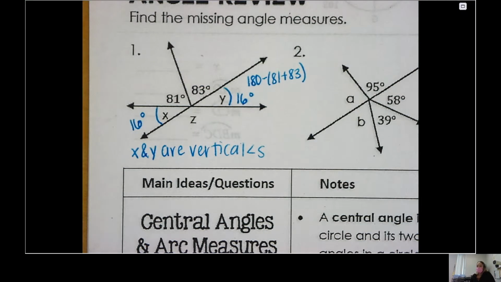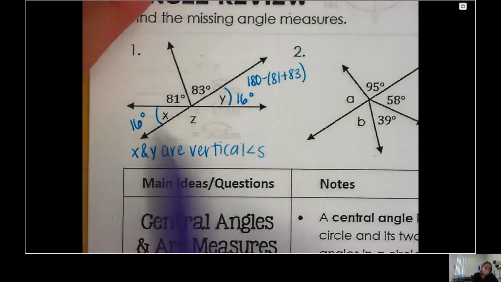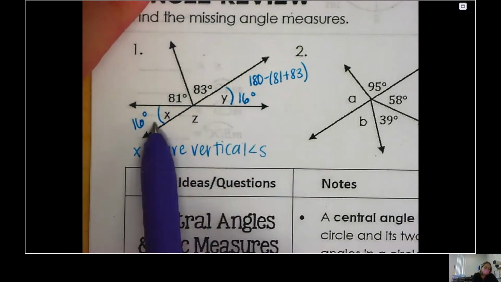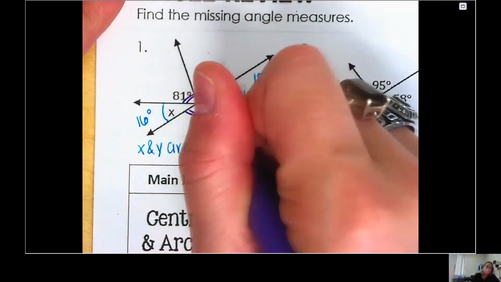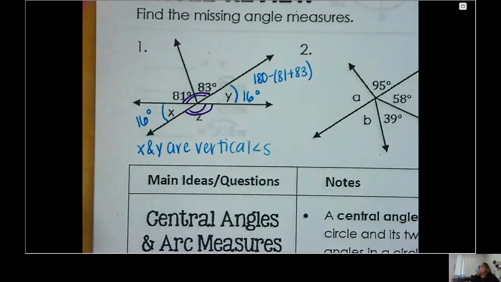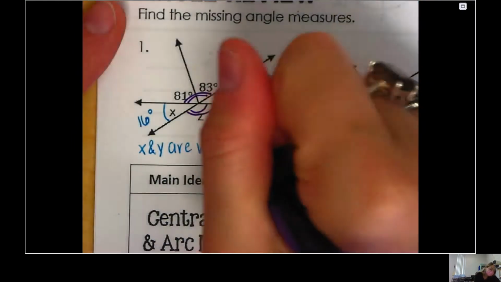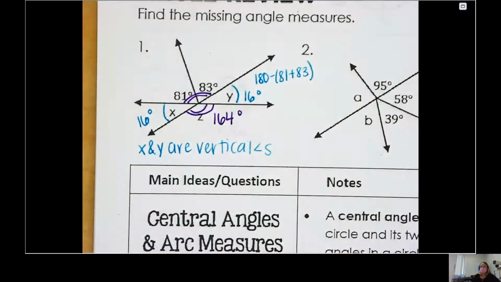The only other one that I have to figure out is angle Z. What is angle Z? How'd you get 164? Exactly. There's a couple different ways you can go about it. This is a straight line again, so you can do 180 minus 16, or you will also notice that angle Z right here is vertical to these 2 angles right here. So they're the same, they're across from each other. So if you just add 81 and 83, you'll get what angle Z is. So you'll get 164. Beautiful.